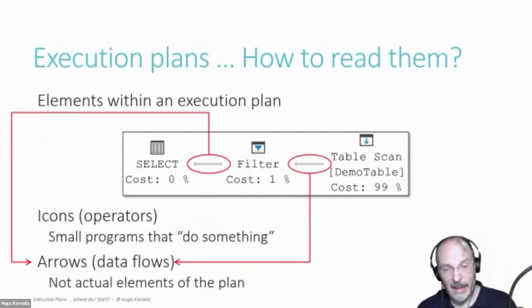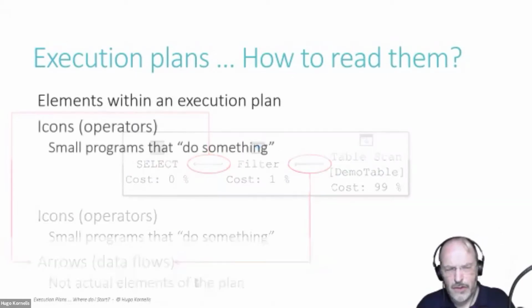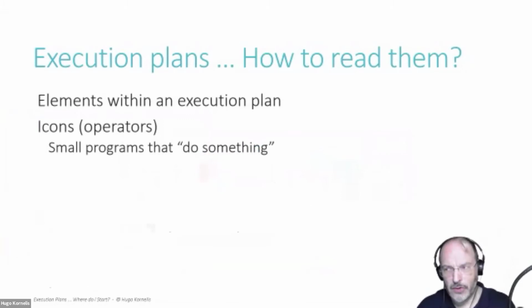But if you look at the actual underlying source of the execution plan, which is an XML document, and I do not recommend looking at it unless you really want to geek out, because it's really hard to read, you will find that the arrows are not even there. The arrows represent something that is not directly in the plan. We'll return to that later. Let's first talk a bit more about the operators, those small programs that each have their specific task.